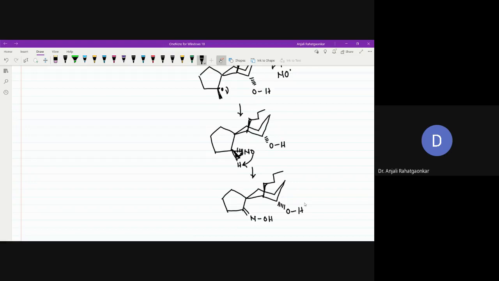Any question? Any question regarding the Barton reaction? Isocomene, Cedrene, Hirsutene. So these are the three naturally occurring products.